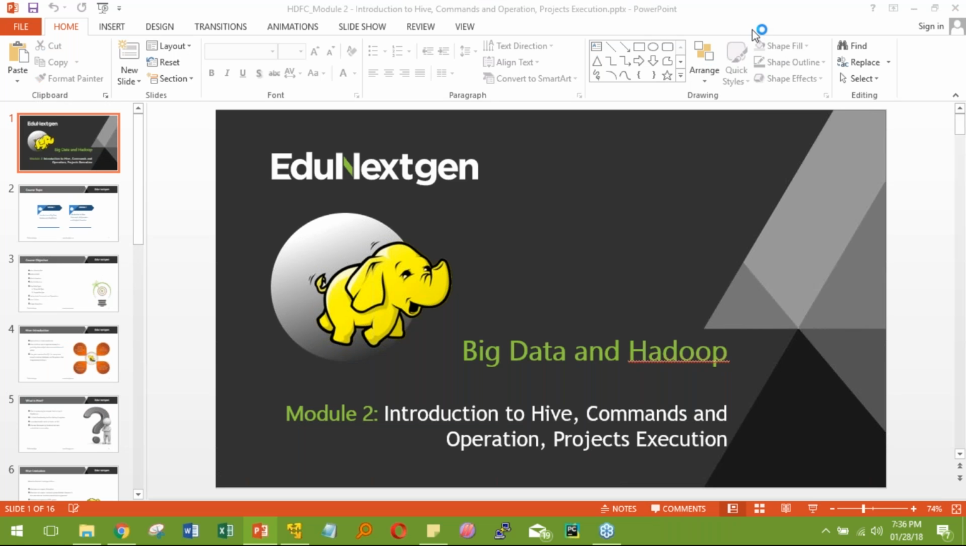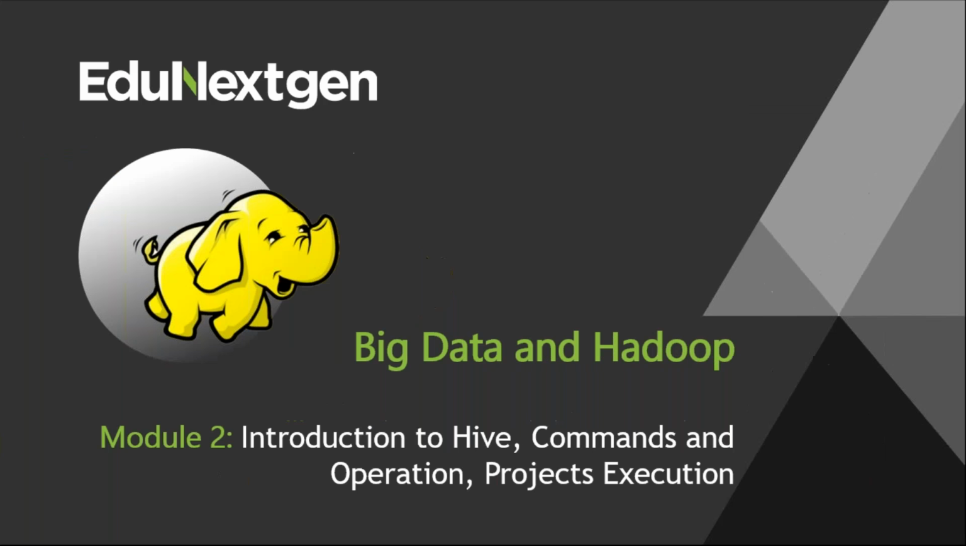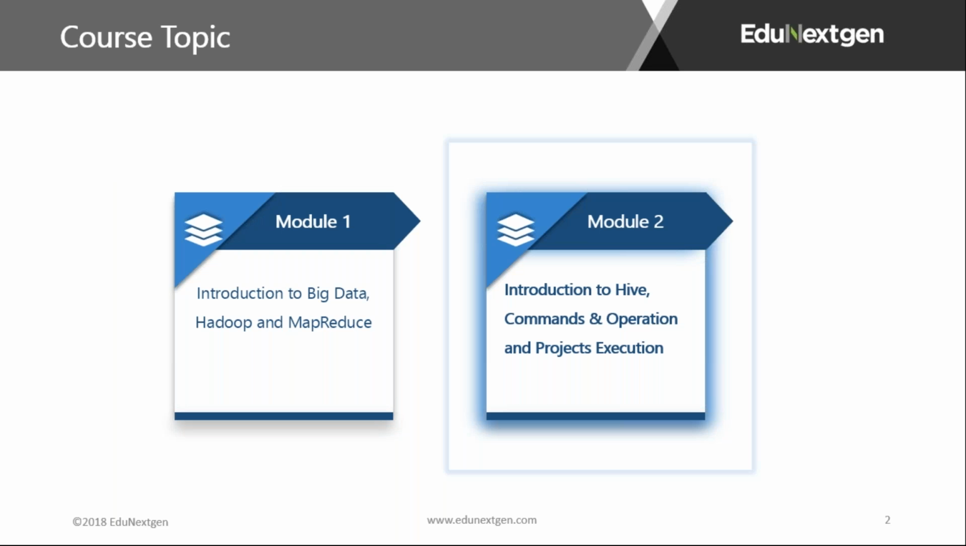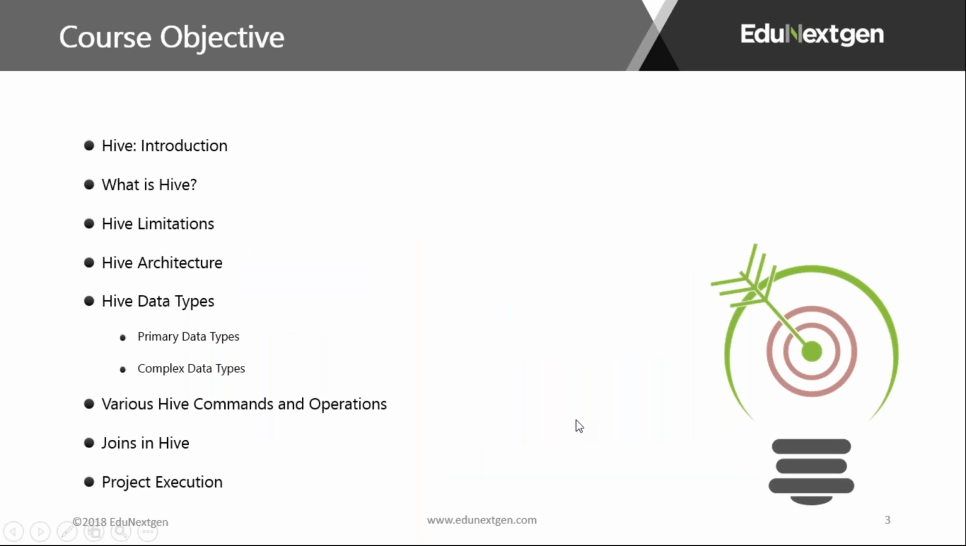So, let's start with today's agenda. Today we are going to cover module 2. In module 2, we will basically be concentrating on Hive. These are the course objectives we are going to cover today. We'll see the Hive introduction first, then what is Hive, and some limitations of Hive. Then we'll concentrate on Hive architecture. After that, we'll see the data types in Hive, meaning what data types we can use. Then we'll see some hands-on Hive commands, and whether joins are possible in Hive. Then we'll execute one project. Fine, guys.